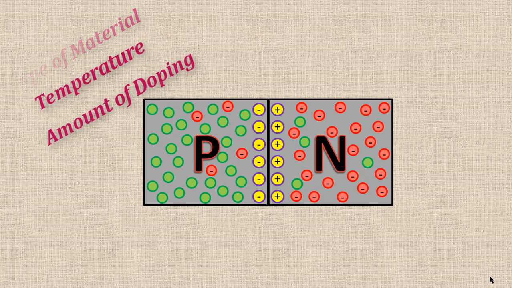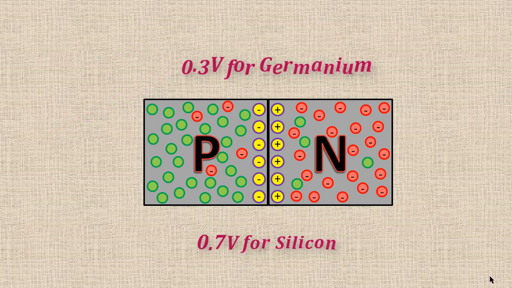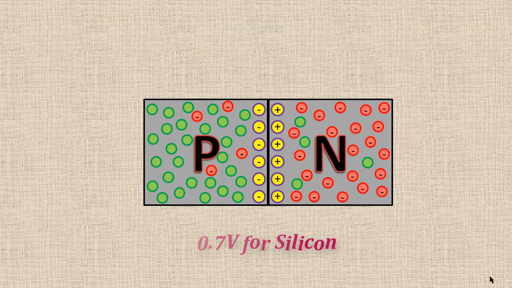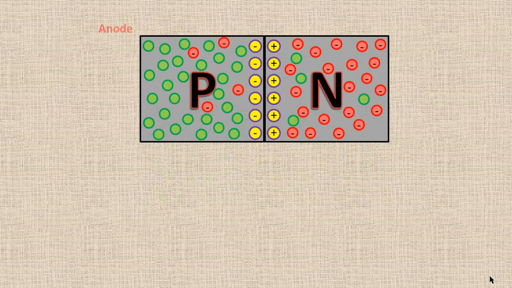The typical barrier potential at 25 degrees centigrade is 0.3 volt for germanium and 0.7 volt for silicon. Now let's discuss diode behavior. The P side of the diode is called the anode and it is denoted by A, and the N side of the diode is called the cathode and it is denoted by K.